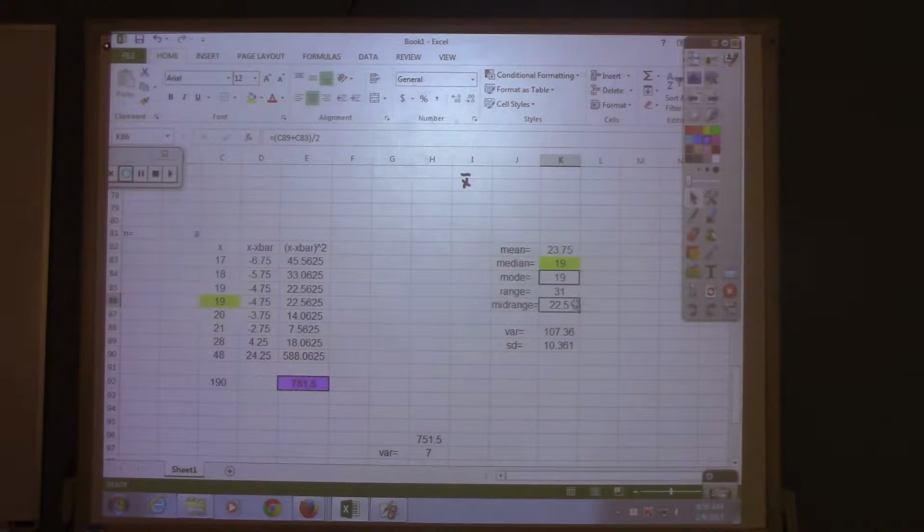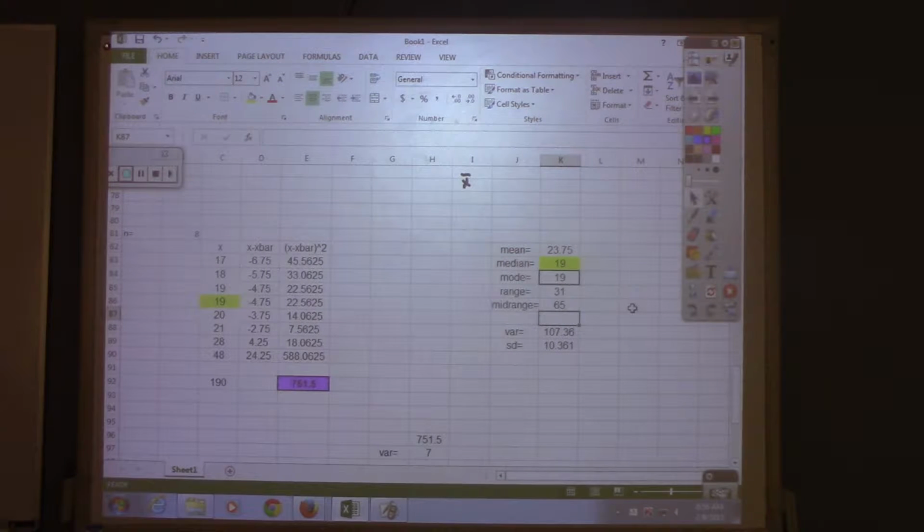Make sure I get it right. There it is, 31, and then mid-range is going to be equal to parentheses, this guy plus this guy divided by 2. There you go. How about that? Is that good?